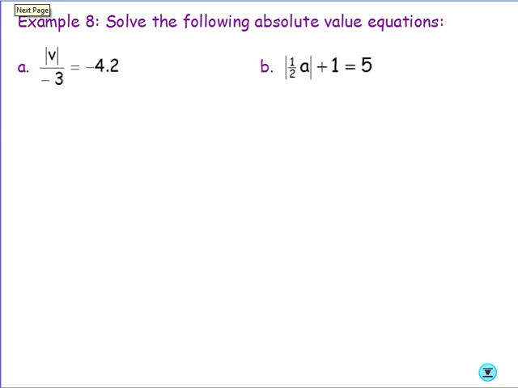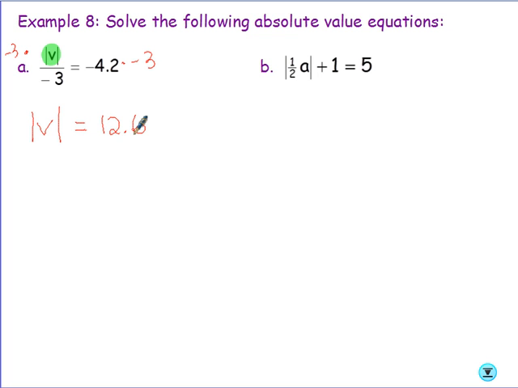So example 8, let's first highlight the bars. They are right there. Do we have a number on the same side? Yes, we do. That negative 3 has got to go. Well, the negative 3 is divided, and the opposite of division is multiplying by negative 3. So that leaves us with absolute value of v equals negative 4.2 times negative 3 is positive 12.6.